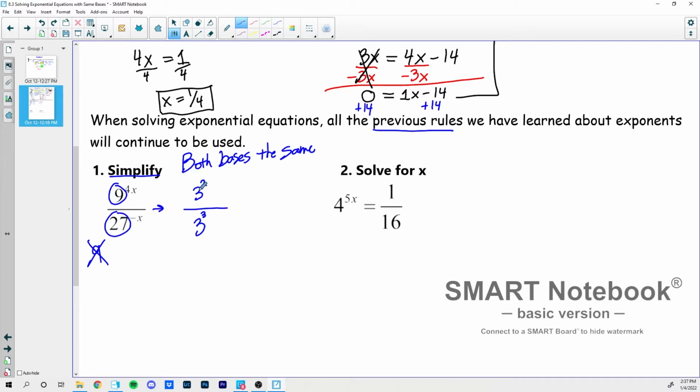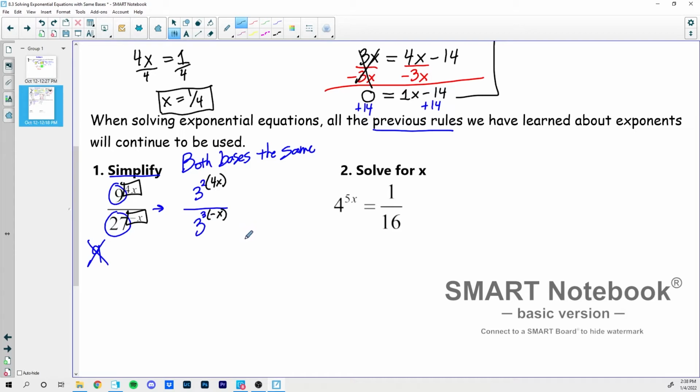So whenever you think of your base, you're just trying to figure out what the exponent is going to be that will make it equal to that base there, okay? So now 3 to the power of 2 is equal to 9. 3 to the power of 3 is equal to 27. And let's go ahead and add in those other exponents that were already there. So 4x was already there, and negative x.